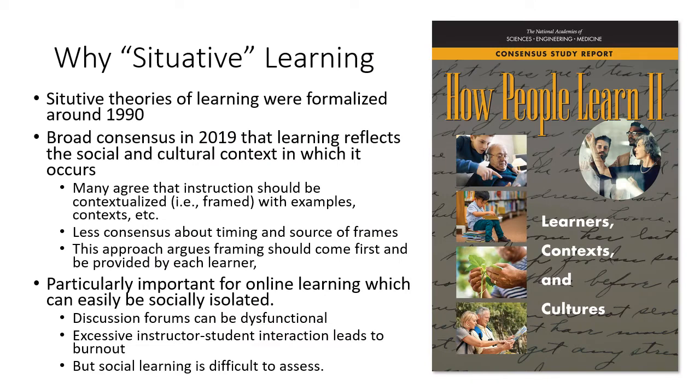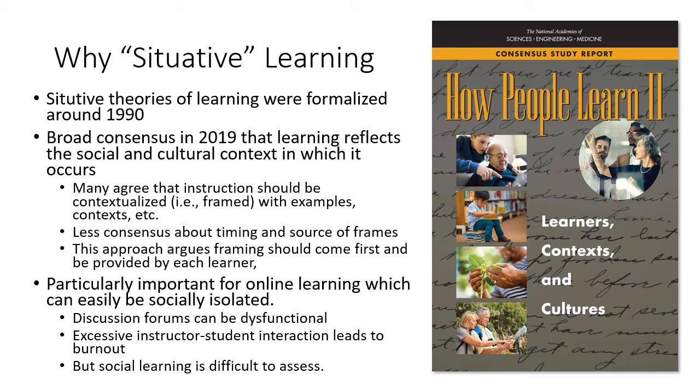So why situative learning? You assume you came here because you're interested in that. Situative theories were really formalized around 1990, coming out of work from the Institute of Research on Learning in the 1980s. So there's broad consensus in 2020. It was really established by the publication of How People Learn 2, compared to How People Learn 1, which was published at the beginning of the century.